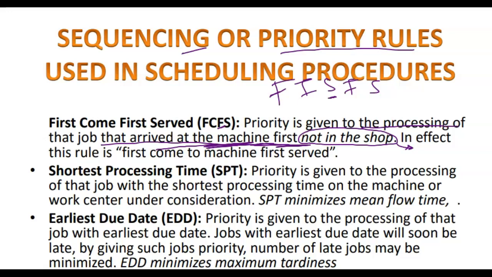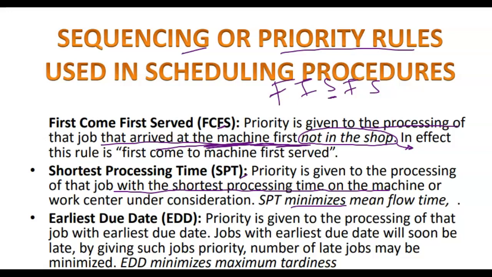If your priority is also shortest processing time, which means the job with what? That will minimize your flow time. This is processing the job with the shortest processing time on the machine. If a job is going to take 2 hours, another one is going to take 30 minutes. If your priority is shortest processing time, you give priority to the job with 30 minutes first before the 2-hour job. That is shortest processing time.